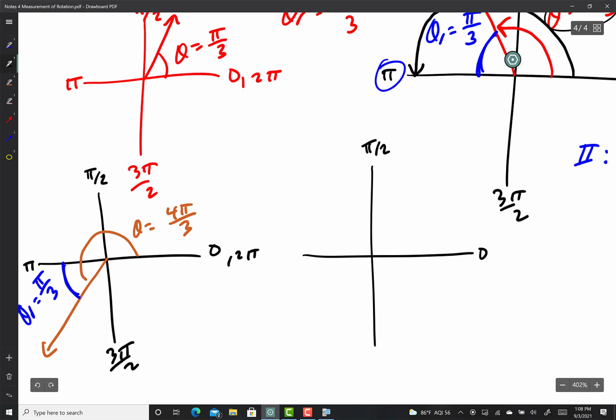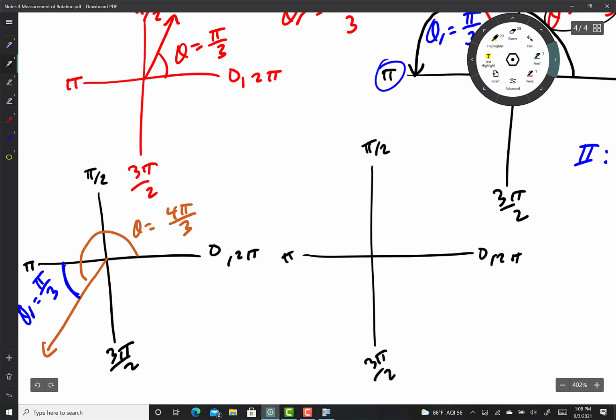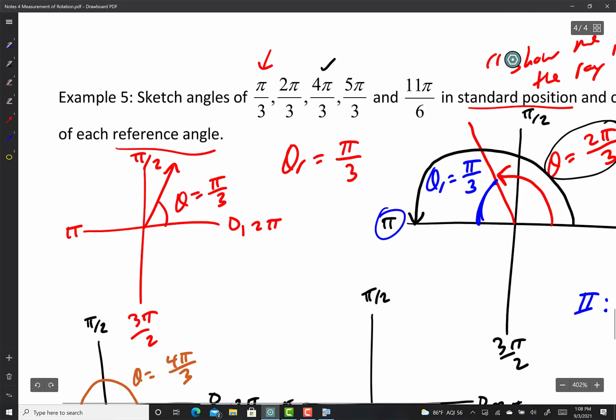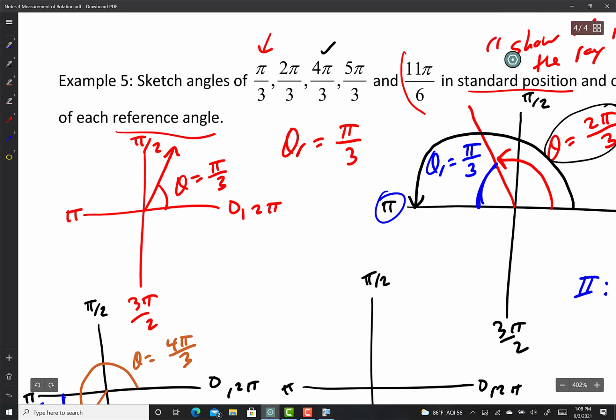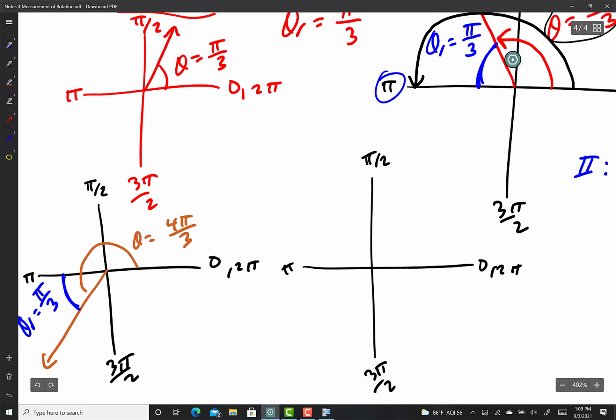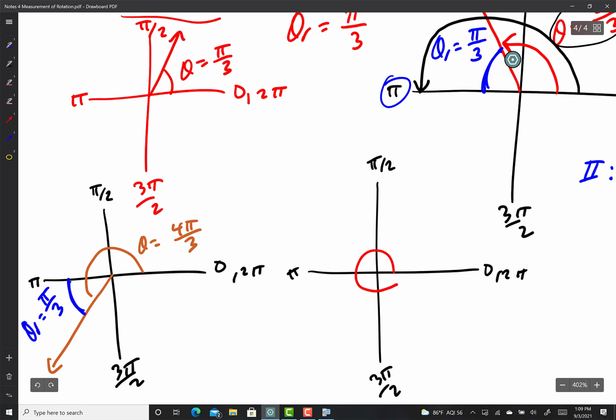0, pi over 2, pi, 3 pi over 2, 2 pi. Here we go, guys. I am going to graph 11 pi over 6. Focus on that 11 over 6. I am pi over 6 away from 2 pi. Do you guys see that? So it's in quadrant 4, pretty close to the x-axis. Something like right there. Theta equals 11 pi over 6.